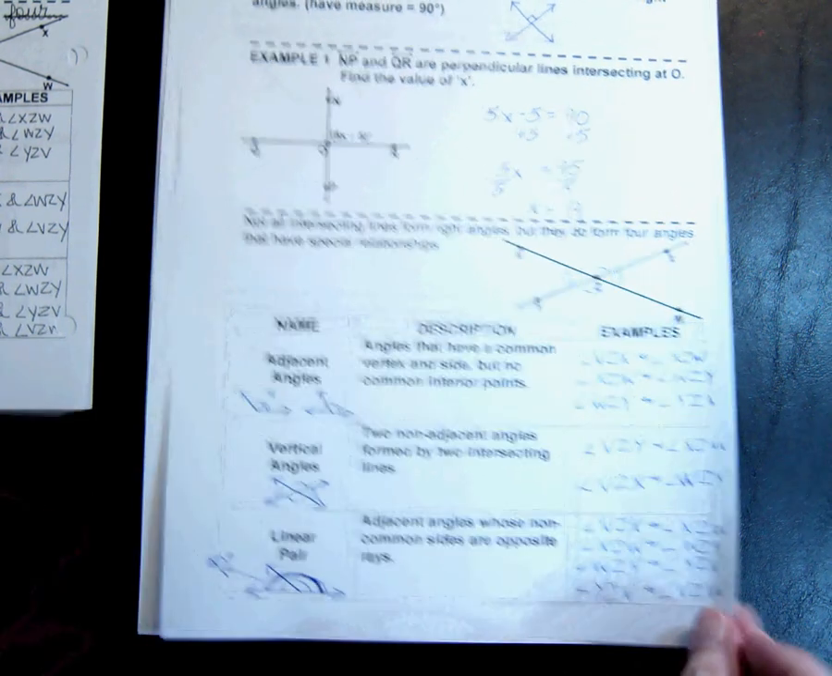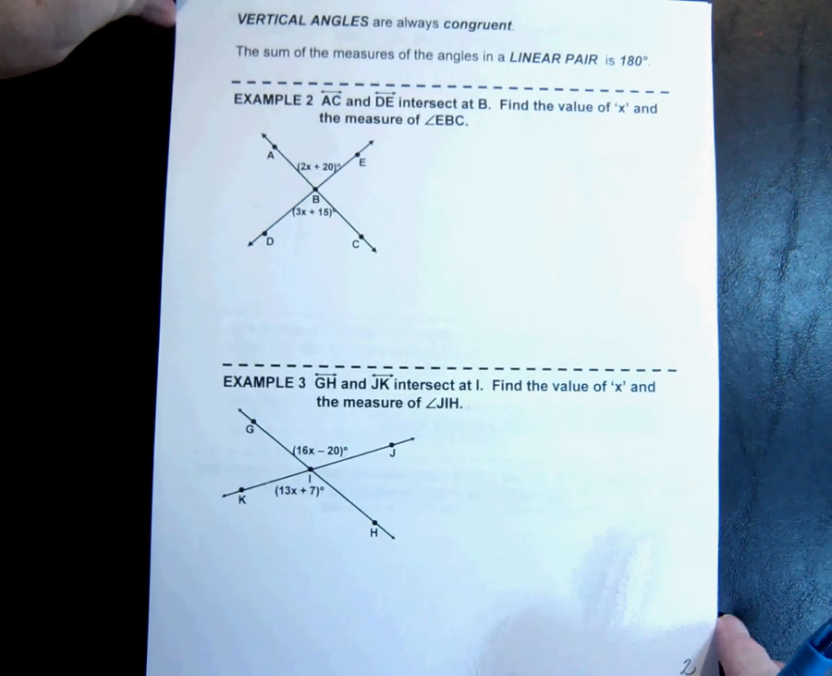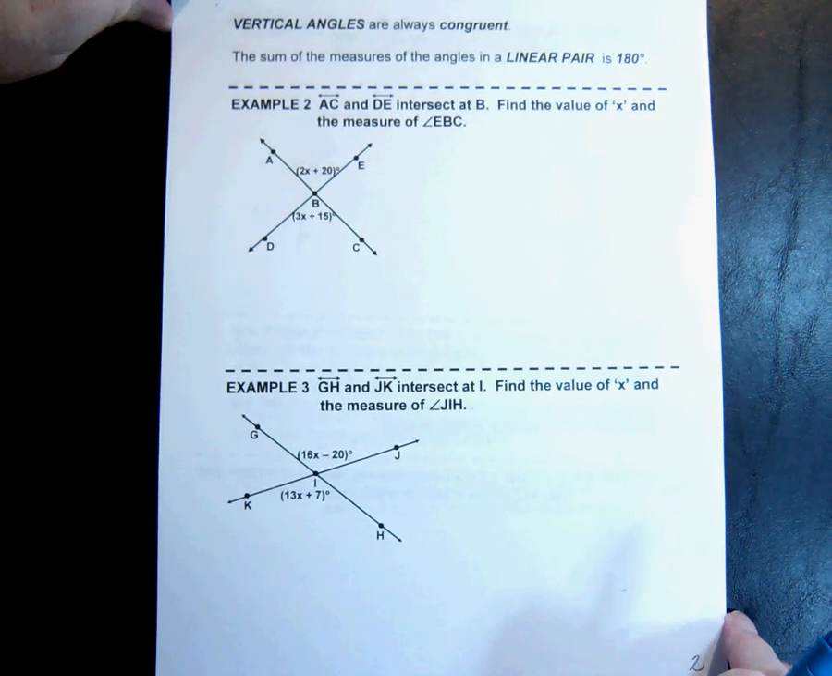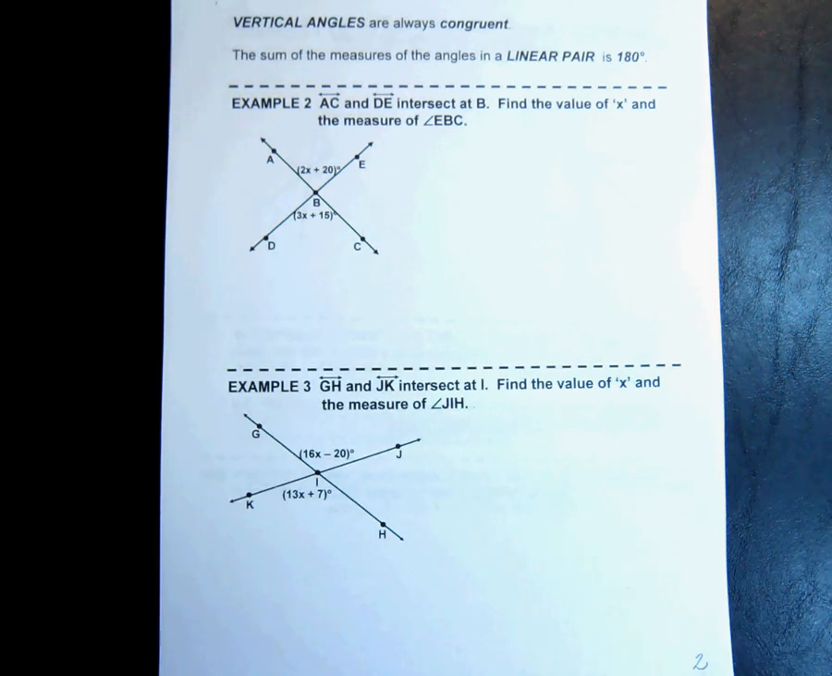Okay, moving on. Vertical angles are always congruent. The sum of the measures of the angles in a linear pair is 180. So they're showing that lines AC and DE intersect at B. Find the value of x and the measure of EBC.